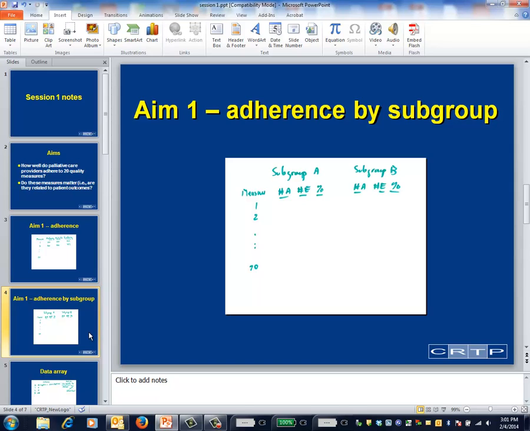This is a visual depiction of the portion of the story that answers the question of who adheres to which measures. The subgroup variable defines the who. For example, the subgroup could represent site, specialty, a patient characteristic such as age or type of diagnosis, and so forth.